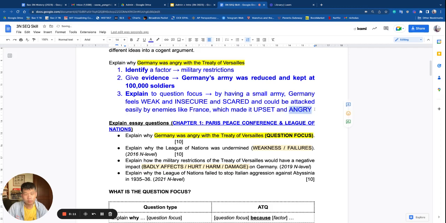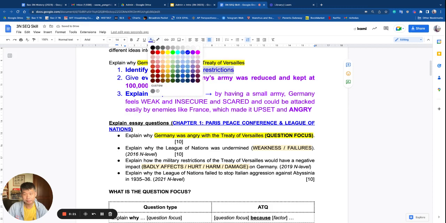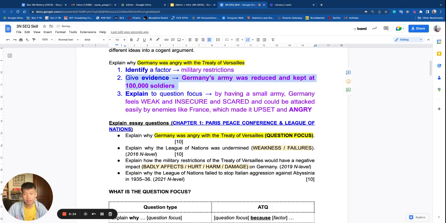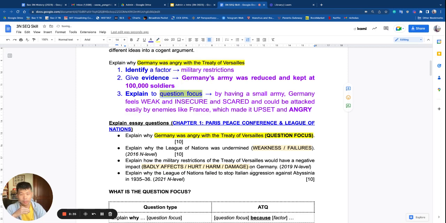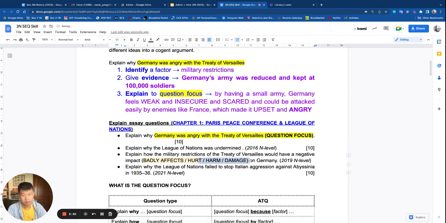So I have to go back to the focus. So this is an example, in a very summarized form, of an explain essay. The 3 steps: identify a factor, give evidence, and explain the question focus. Right? So to be able to do all these 3 steps, I need to know what is my question focus. Can I give you 1 minute to now try to highlight the question focuses of these 3 questions? And it's not difficult. I think you will have found out.